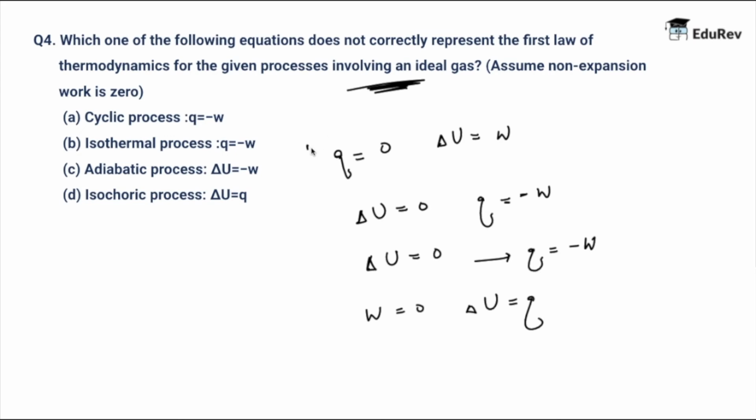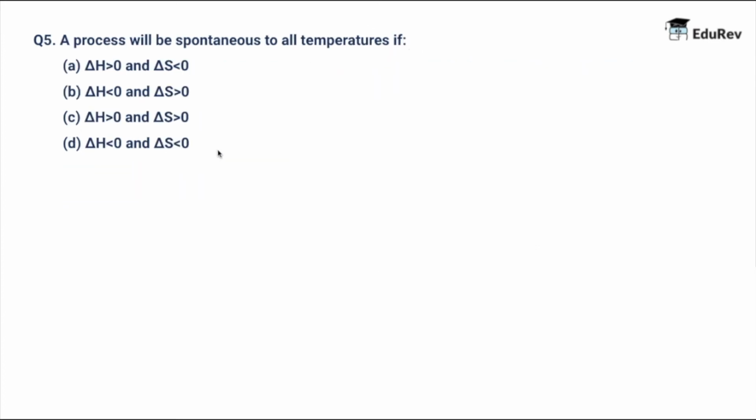So the first one was for adiabatic process. The second one is for your cyclic process. The third is for your isothermal process. And the fourth one is for your isochoric process. So the correct option according to these is going to be what? Option number C. That is, for adiabatic process delta U equals negative of W. So that is going to be the correct option, because we need to find out which does not correctly represent, and we know that this is false. So let's move on to the last question.